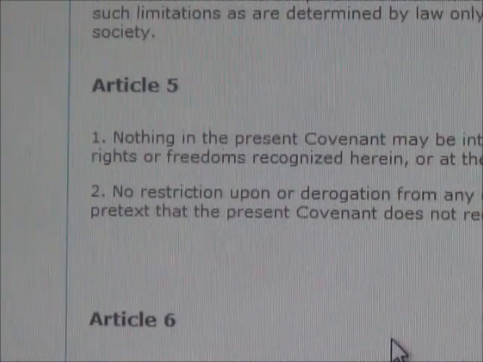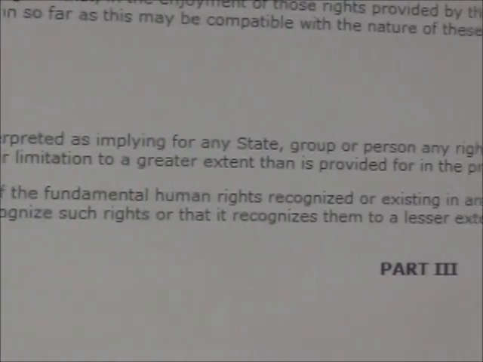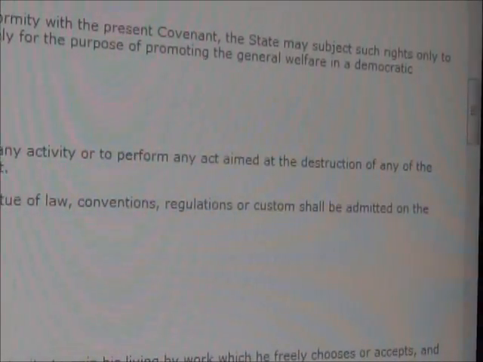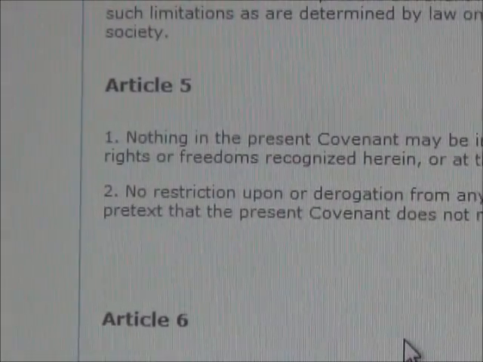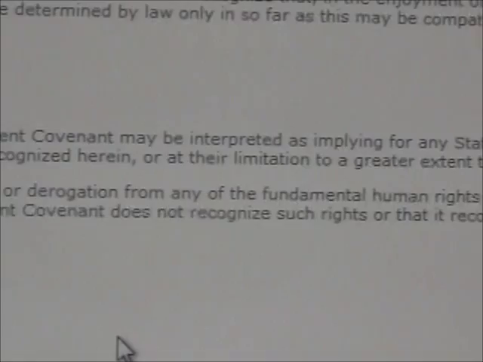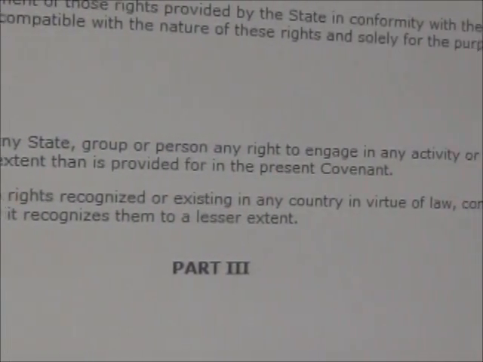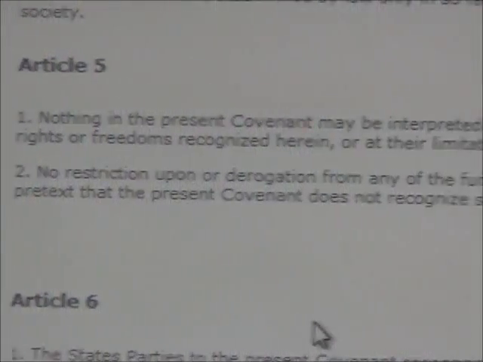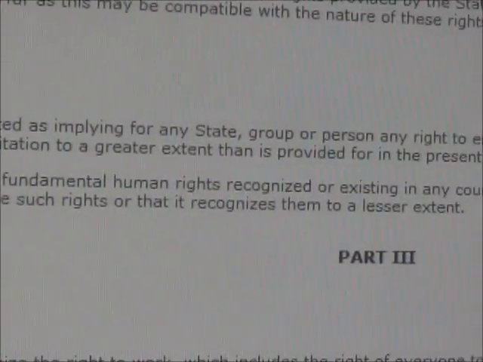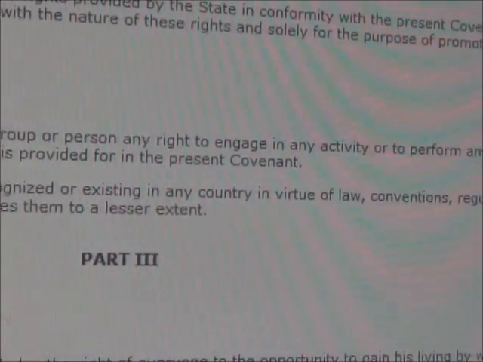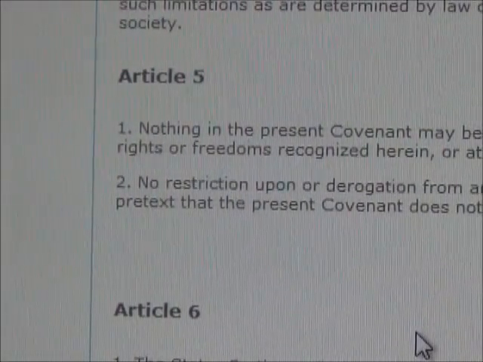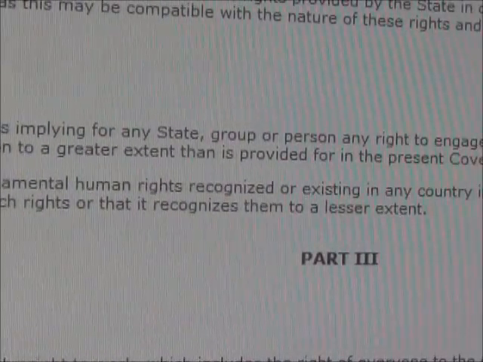Article 5. Nothing in the present covenant may be interpreted as implying for any state, group, or persons any right to engage in any activity or to perform any act aimed at the destruction of any of the rights or freedoms recognized herein, or at their limitation to a greater extent than is provided for in the present covenant. No restriction upon or derogation from any of the fundamental human rights recognized or existing in any country in virtue of law, conventions, regulations, or custom shall be admitted on the pretext that the present covenant does not recognize such rights, or that it recognizes them to a lesser extent.